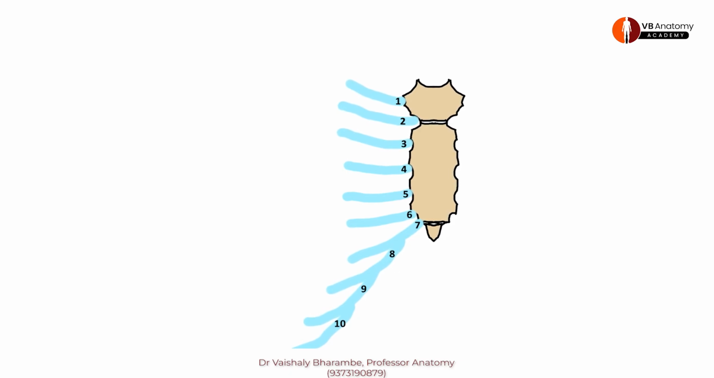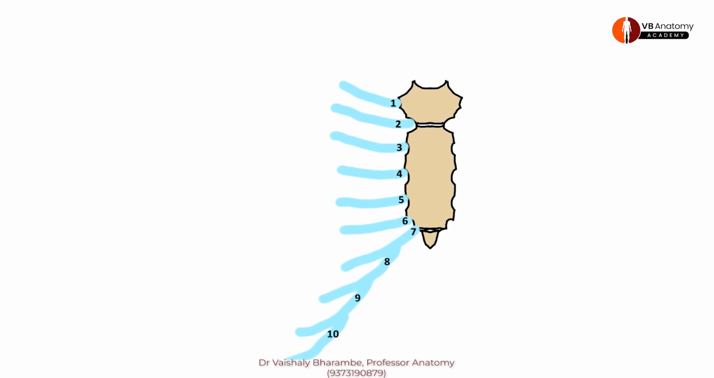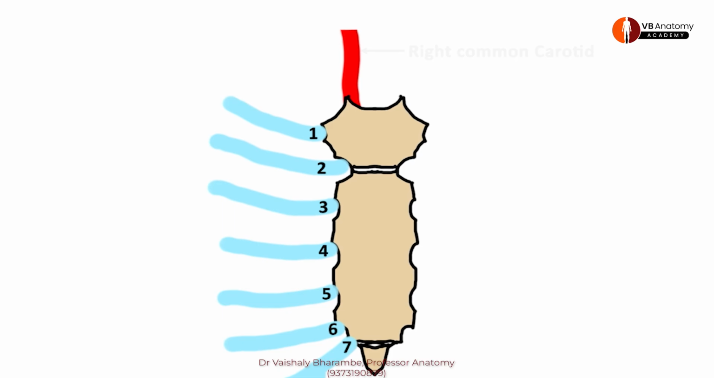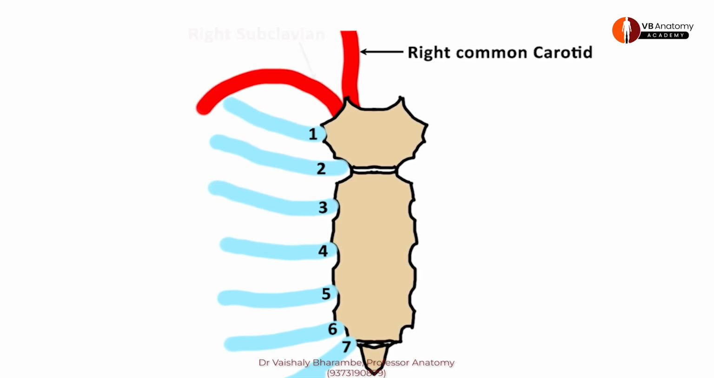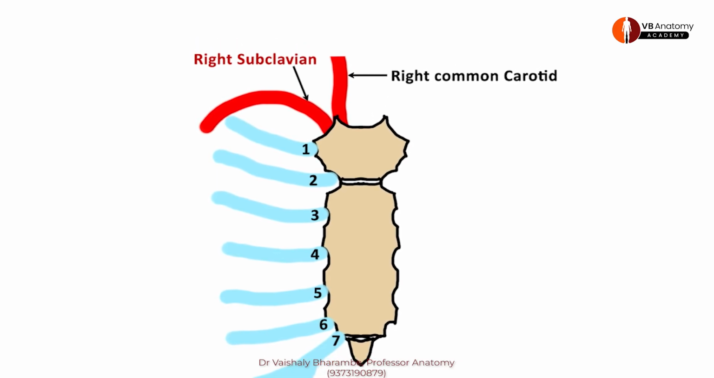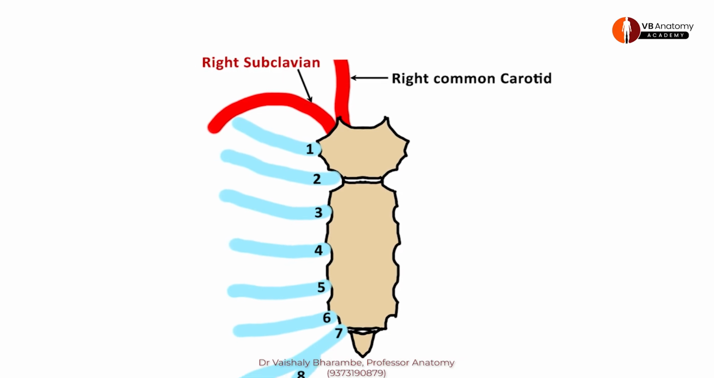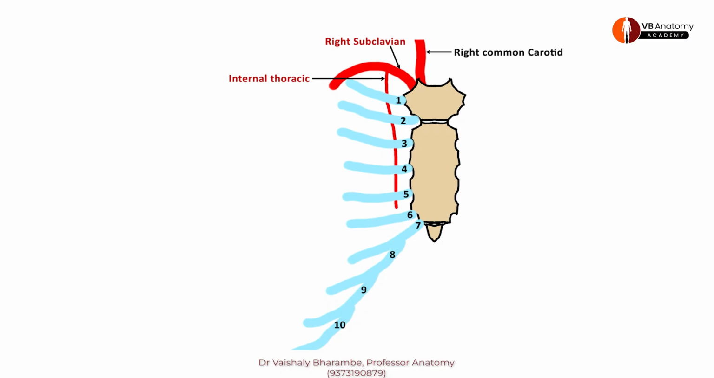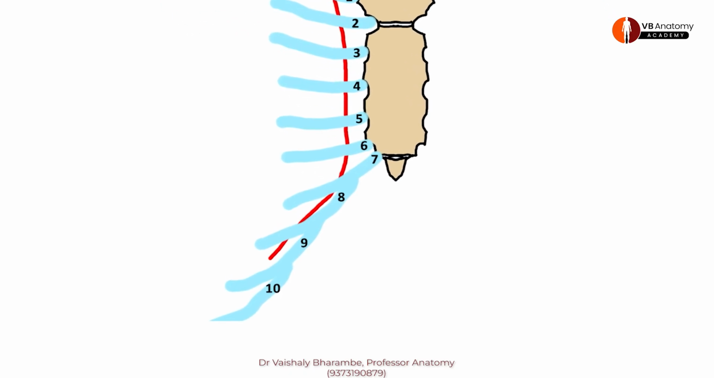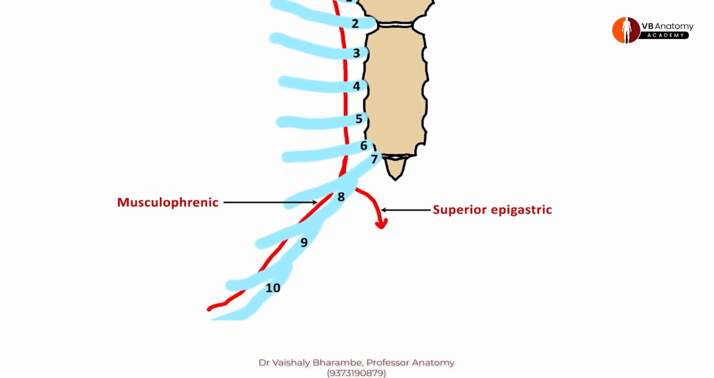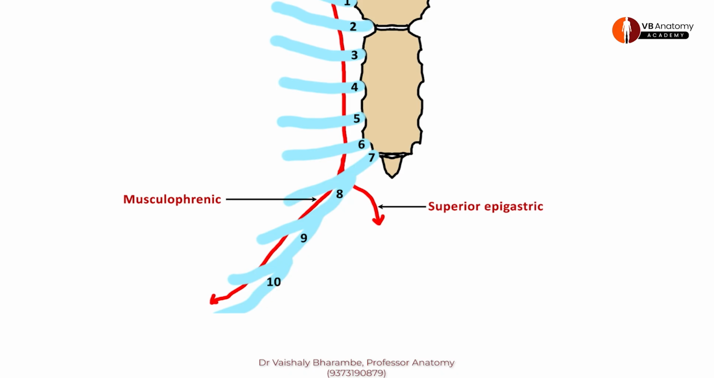Okay, now just understand that emerging out from your brachiocephalic trunk will be your right common carotid and your right subclavian, correct? Now your right subclavian gives rise to the internal thoracic artery, which begins to run behind first, second, third, fourth, fifth, sixth spaces. Beyond this, it divides into an artery called musculophrenic and a smaller artery called superior epigastric. So, musculophrenic and superior epigastric.